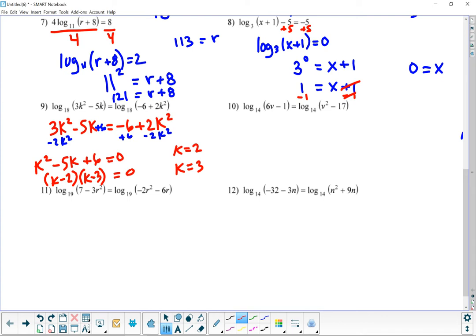Okay. Number 10. Again, both log base 14 on both sides. So I can rewrite this as 6v minus 1 equals v squared minus 17. And I think I'm going to move everything to the right-hand side.